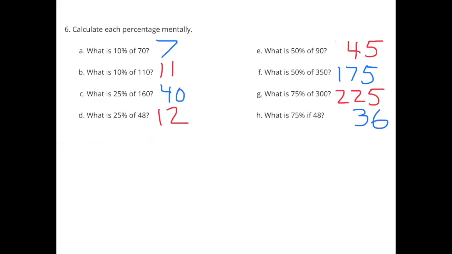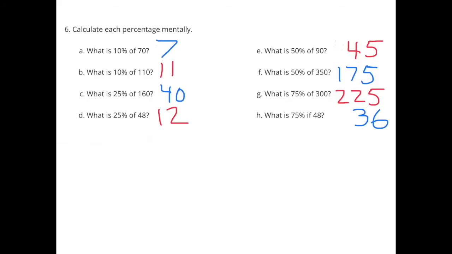That's 40. D. What is 25% of 48? Again, 25% is like 1/4. So what's 48 times 1/4 or 48 divided by 4? That would be 12. E. What is 50% of 90? Well, we know 50% would be half of something. So what's half of 90? 45. F. What is 50% of 350? Again, 50% is half of something. So what's 350 divided by 2, or half of 350? That would be 175.